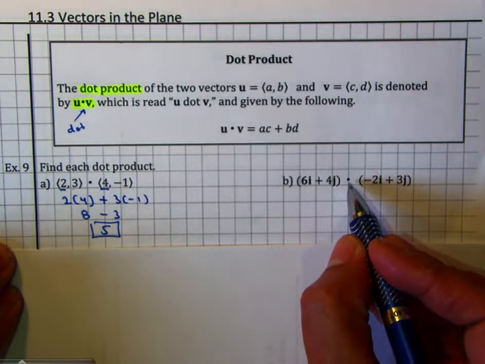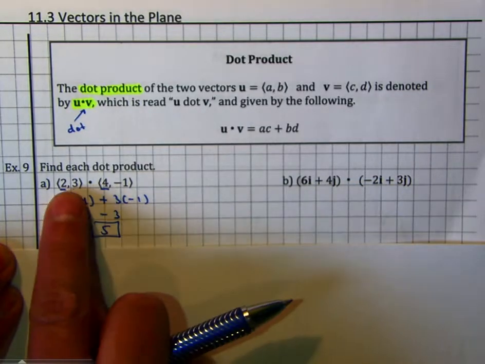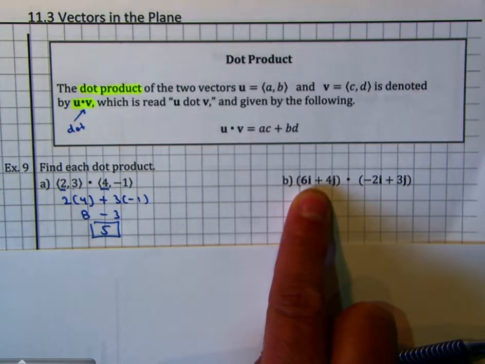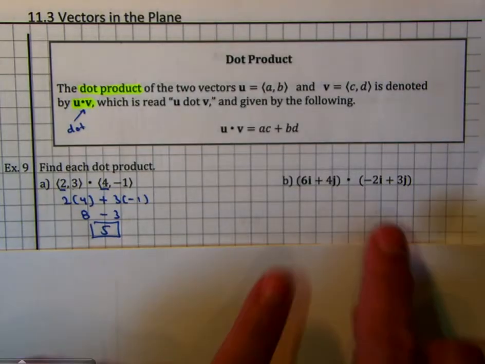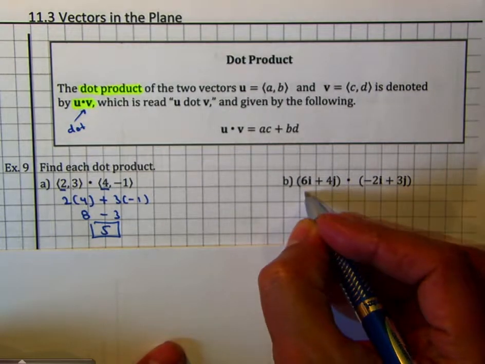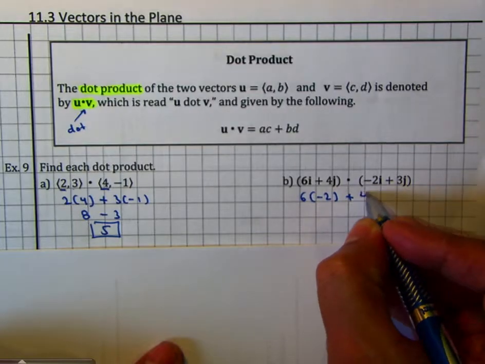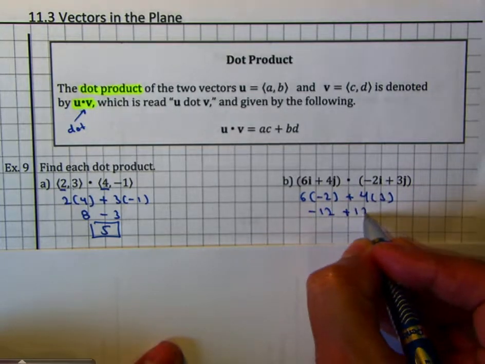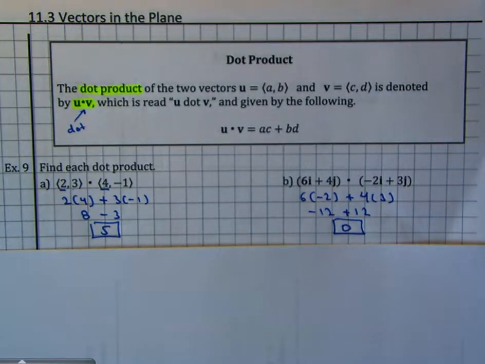In this case, we're looking for the dot product of those two vectors. Notice whether you have it in this form or in this form, it's exactly the same process. We are going to multiply your a values. So for this one it will be 6 times negative 2 plus 4 times 3. That gives us negative 12 plus 12. So therefore your dot product will be 0.